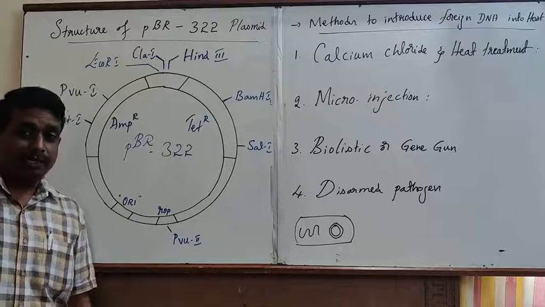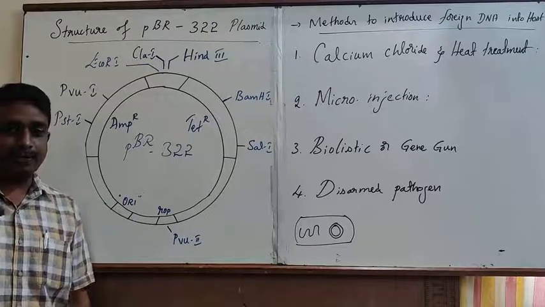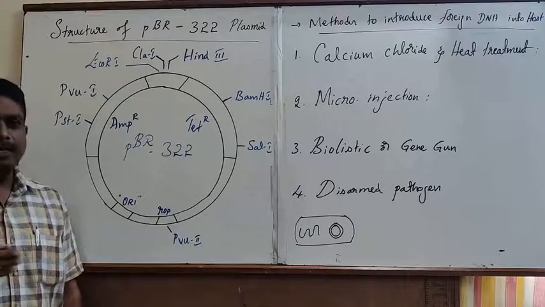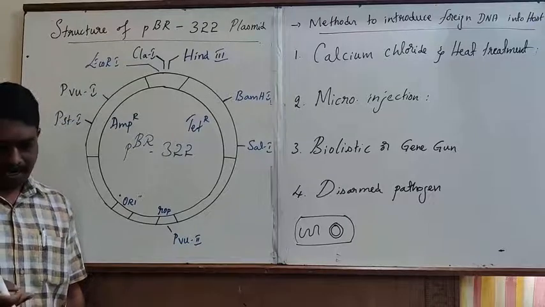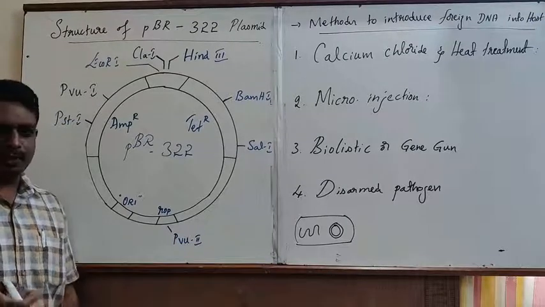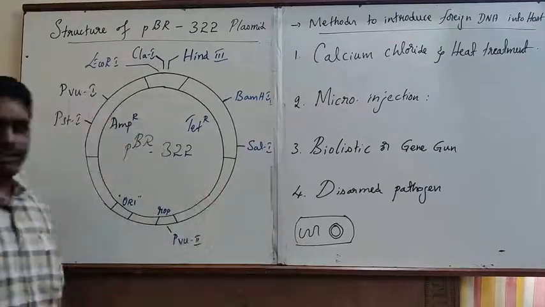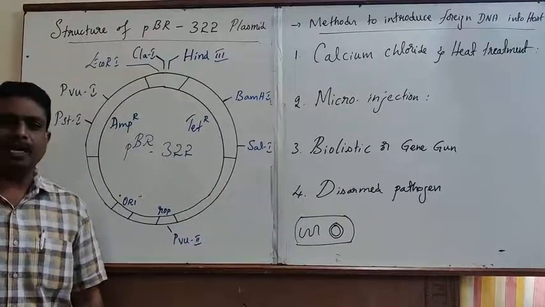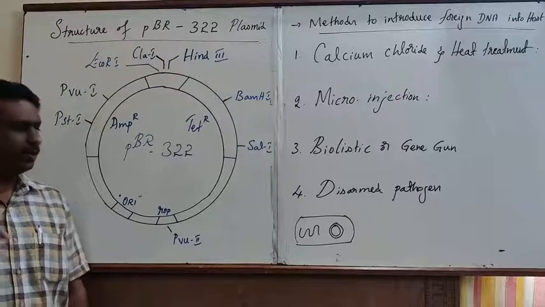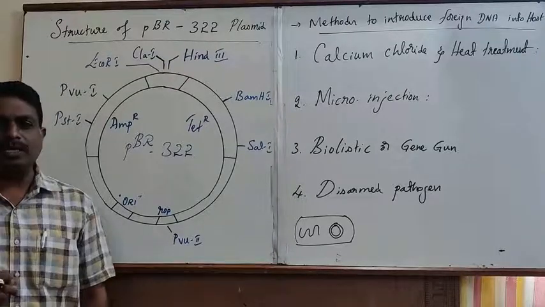Any piece of foreign DNA can be linked to the plasmid and allowed to replicate within the host cell. Such a unique region is called the ori site.